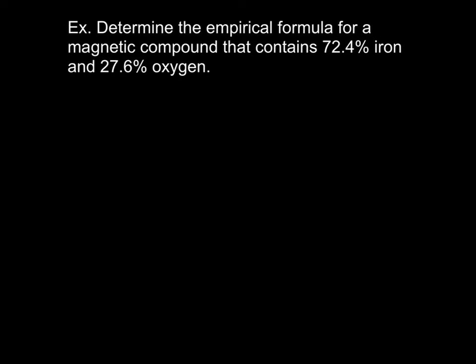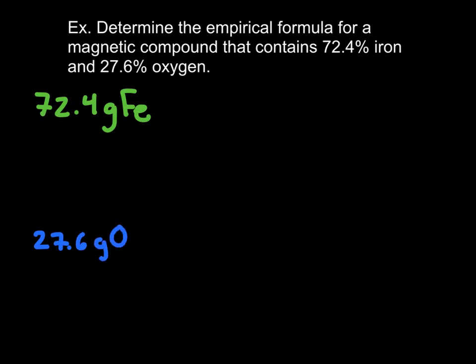Our first step is to realize that we are in fact working with percentages, so we have to assume that we have a 100 gram sample. If we assume that we have a 100 gram sample, then we have 72.4 grams of iron in that 100 gram sample, and we also have 27.6 grams of oxygen in that sample. So that's our first step. We drop the percent sign and we add a G for grams.